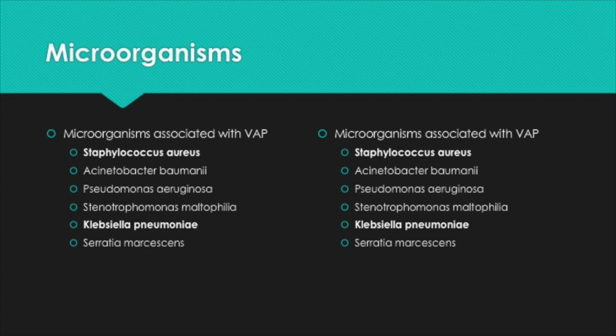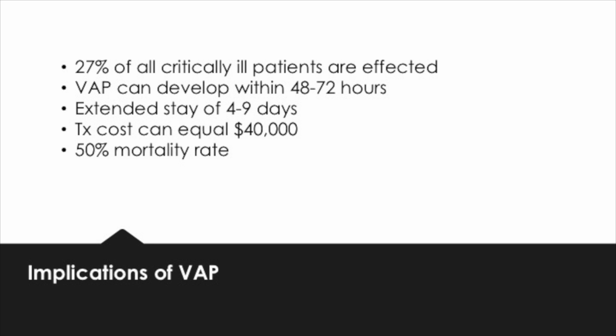Listed here are the microorganisms associated with VAPP, as well as the microorganisms that can be found in the oral cavity. As you can see, S. aureus and K. pneumoniae are found in both VAPP and the oral cavity, creating the correlation and the need for successful oral care. It has been found that 25% of all critically ill patients are affected by VAPP, and it is developed within 48 to 72 hours of intubation. Once diagnosed, the patient's stay is extended 4 to 9 days beyond what it would have been. With the extended stay, costs begin to rise, equaling on average $40,000. As well as cost, the mortality rate is 50% for patients diagnosed with VAPP.